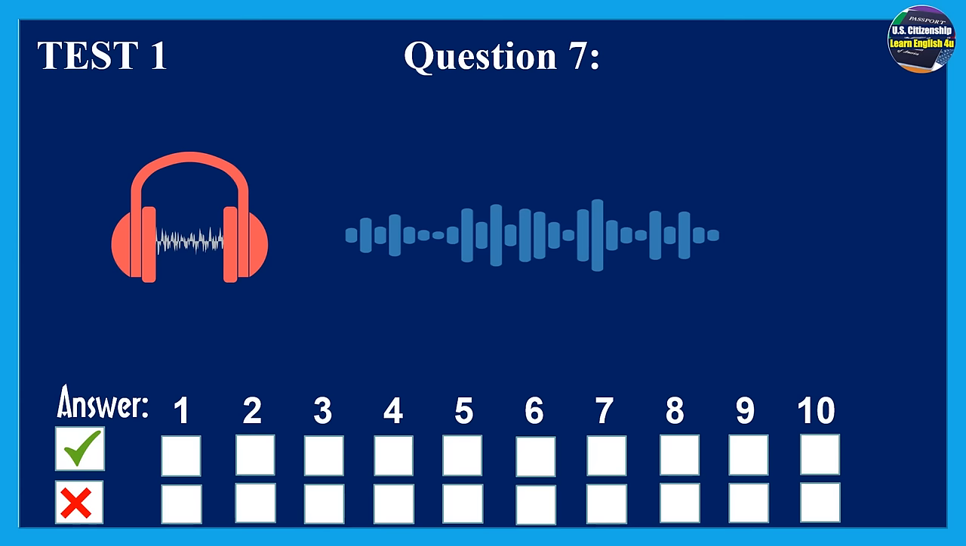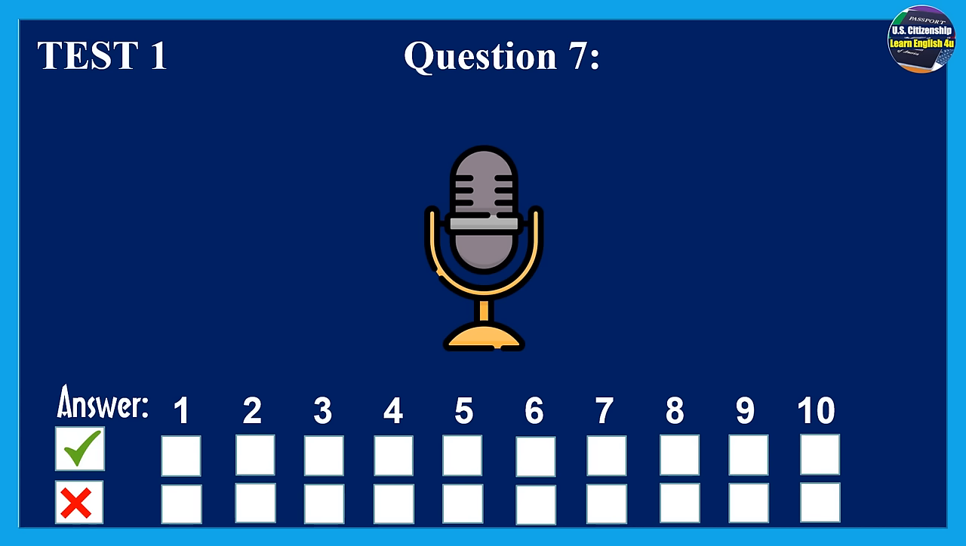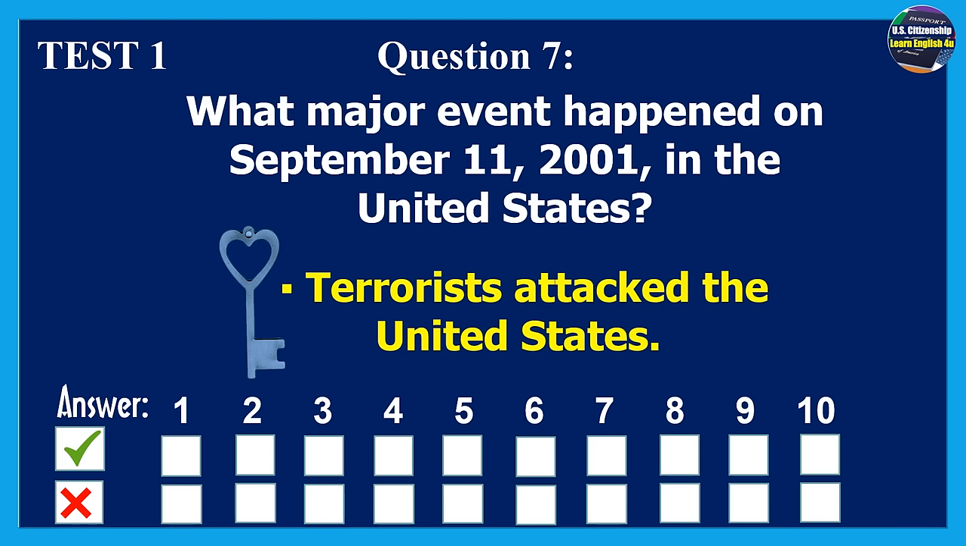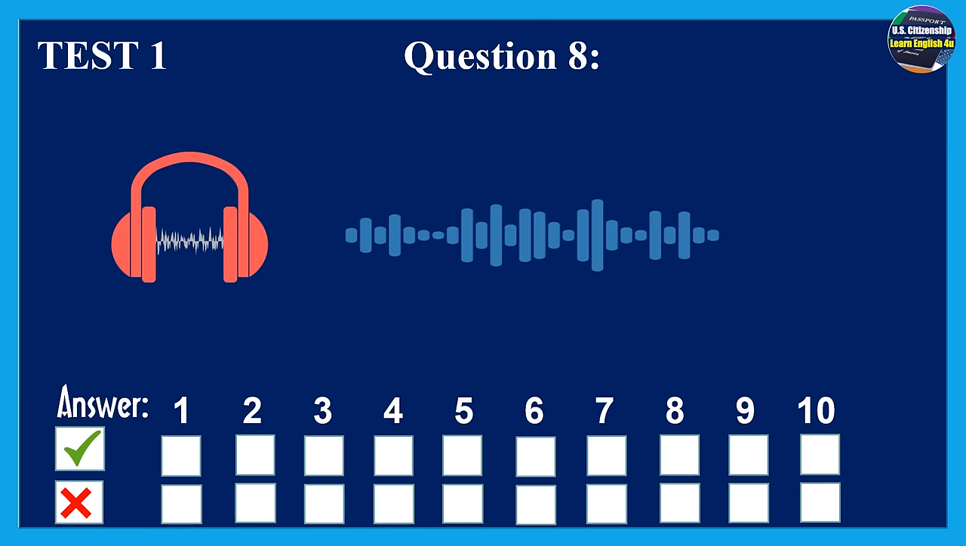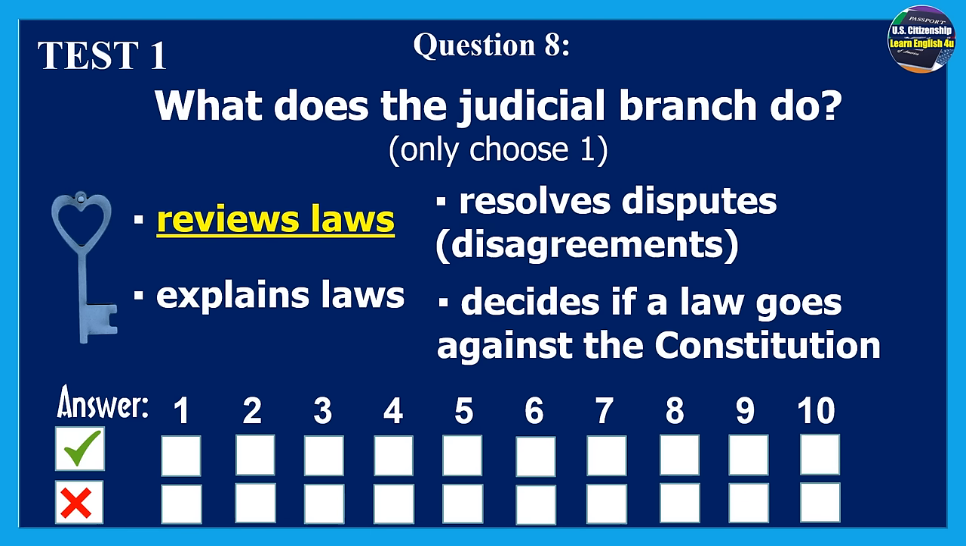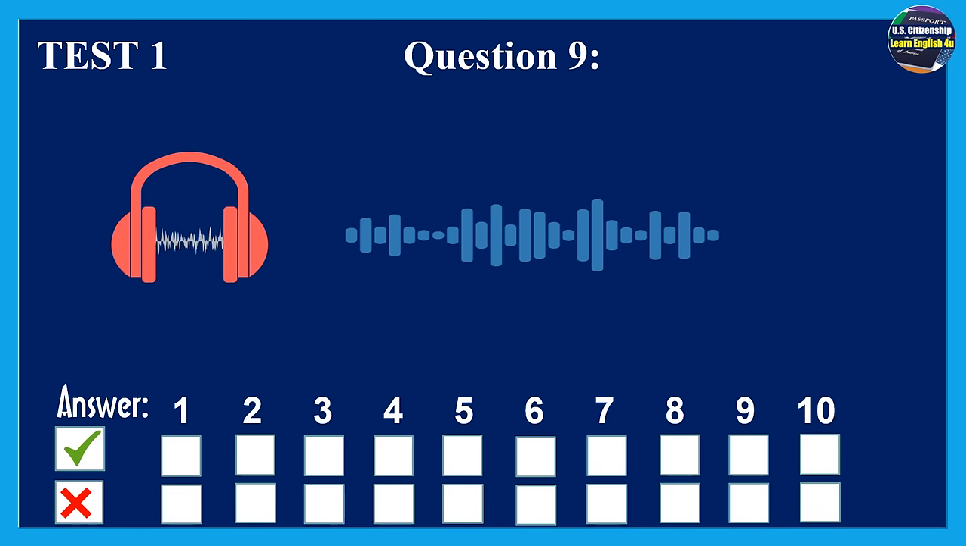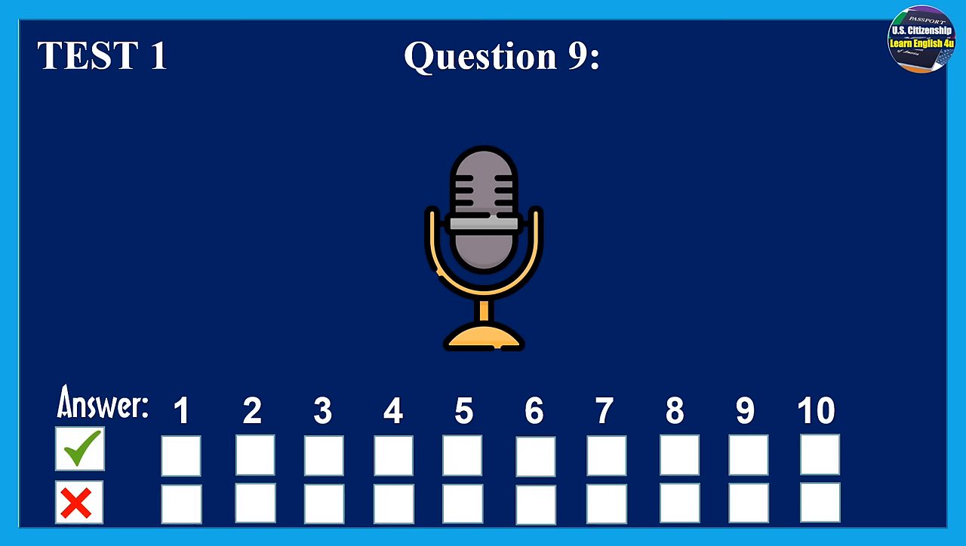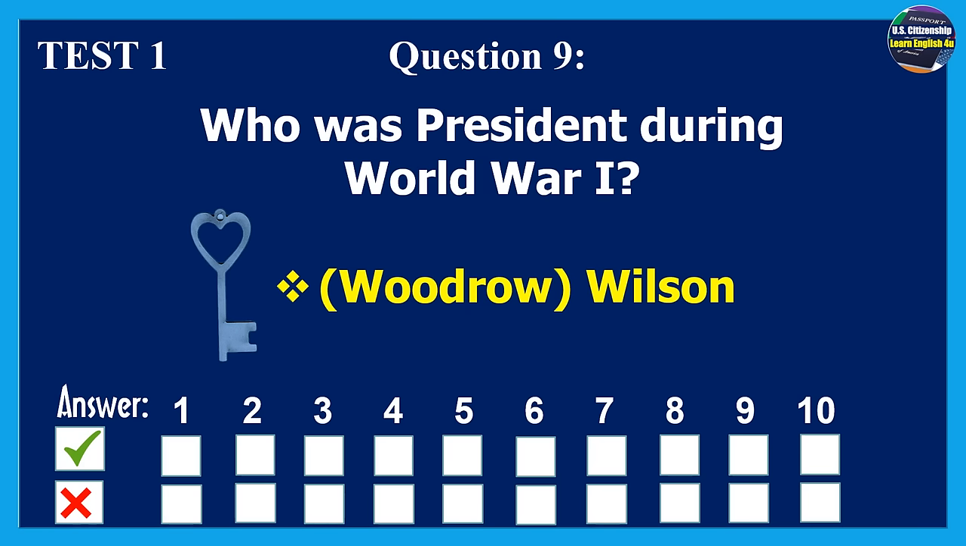What major event happened on September 11, 2001 in the United States? Terrorists attack the United States. What does the judicial branch do? Reviews laws. Who was president during World War I? Woodrow Wilson.